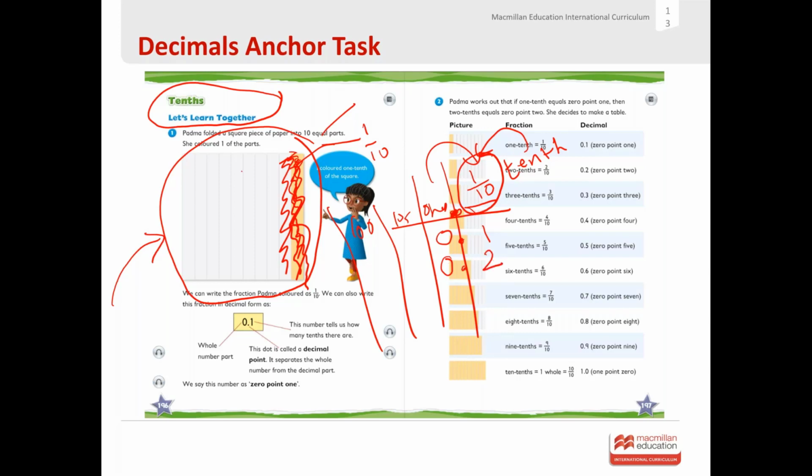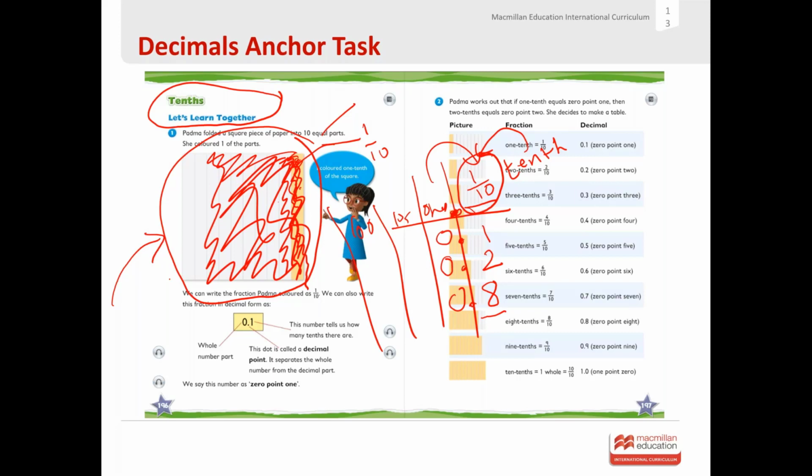And what about if I shade in 8 tenths? Oh, there are still 0 ones, no wholes. 8 tenths sounds like a big 8, right? But it's not 8 wholes, it's 8 tenths. And the way we write that down is to have 8 after the point, 0.8, and that 8 represents not 8 wholes, but 8 lots of tenths.